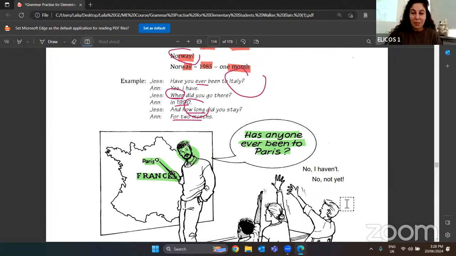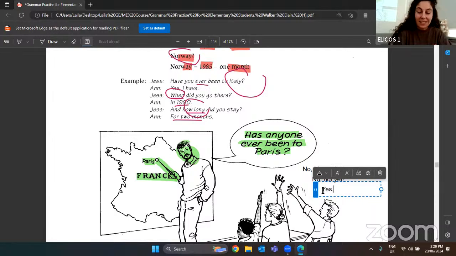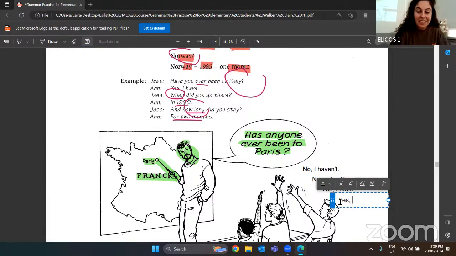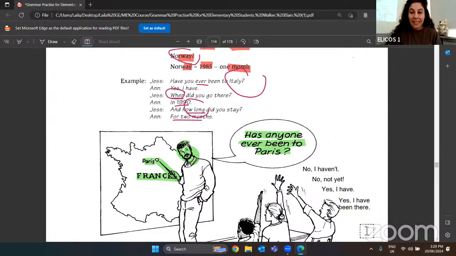Has anyone ever been to Paris? Maybe it's a positive. Yes, I have. You could just stop your sentence there, unless they ask you more questions like, oh, when did you go and how long? But really, the question is, has anyone ever been to Paris? Yes, I have. If you want, yes, I have been there. That's a little bit of a more advanced way. Okay, so those are ways that we can respond.